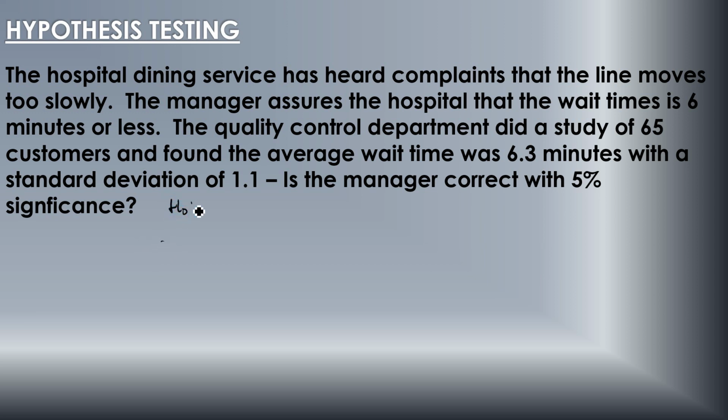So let's go ahead and identify our hypotheses. So what is our hypothesis? Well, it's going to be what the manager says. So the manager has claimed that the wait time is 6 minutes or less. So she or he is saying that is 6 or less. So the mean is less than or equal to 6. So that would be our null hypothesis, which means our alternative hypothesis is the opposite, so it's greater.